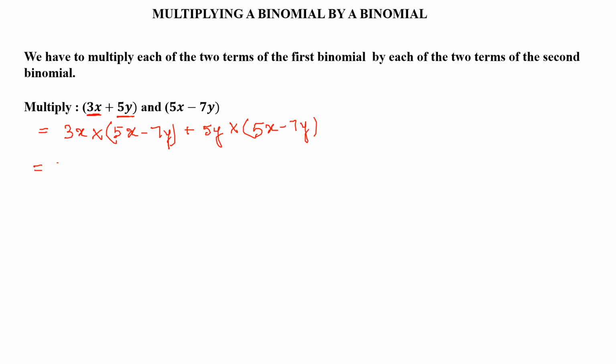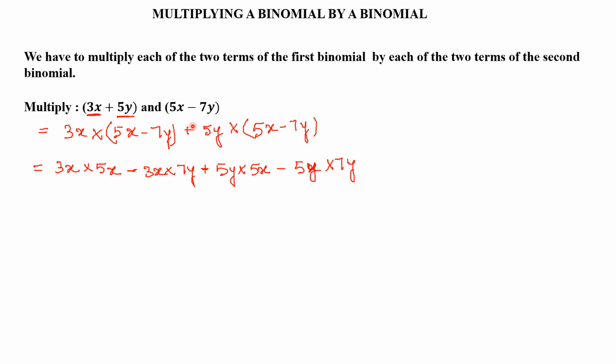Now you have to use the distributive law. So 3x multiply by 5x, then minus, as in here it is minus sign, so it will be minus 3x into 7y. So you can see here each term of the second binomial is multiplied with the first term of the first binomial, right? Now same way I have to use the distributive law over here also. So 5y multiply by 5x and then again minus 5y multiply by 7y.